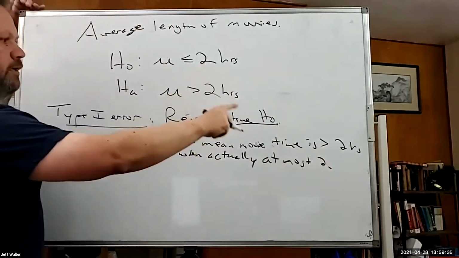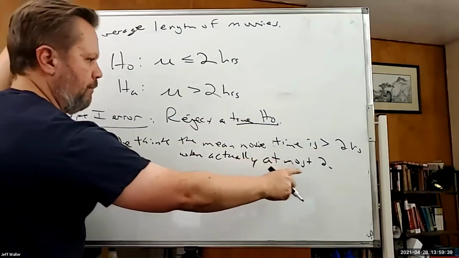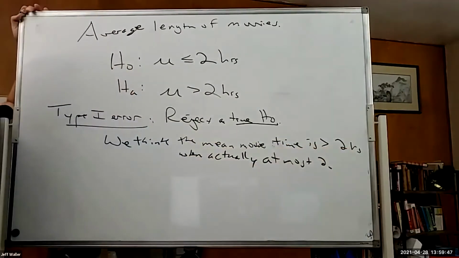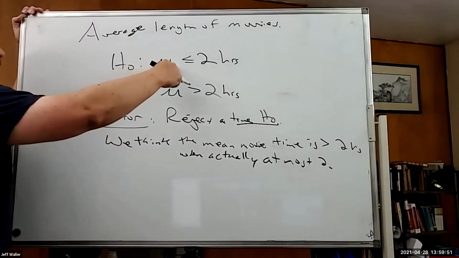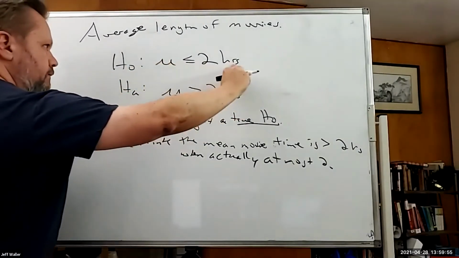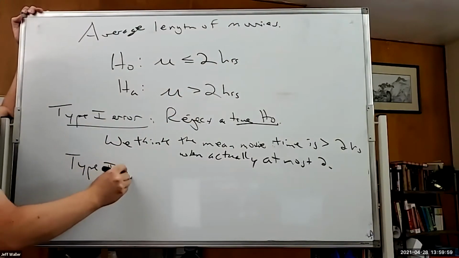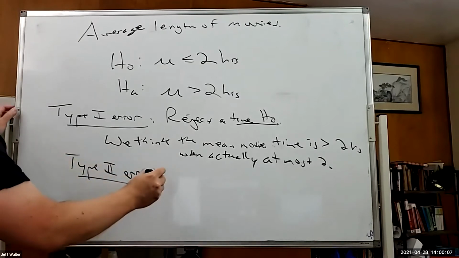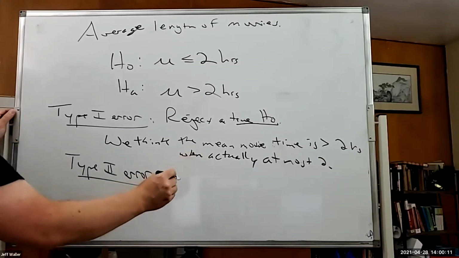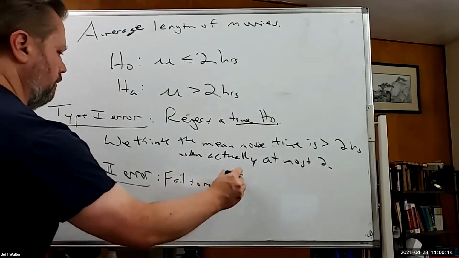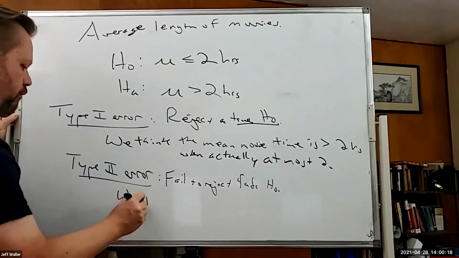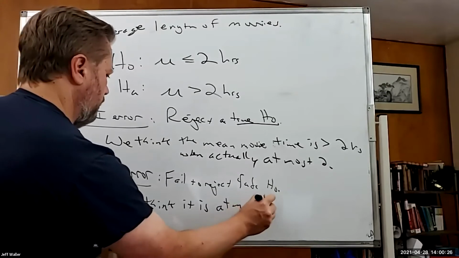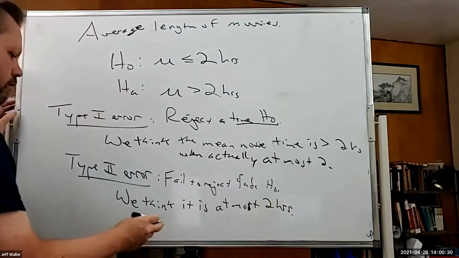So let's get this straight. So what is the null is true? Actually at most 2, because that's true. But we reject it, so we think it's greater than 2. We reject this guy, so we think this, but in reality this. What's a type 2 error? That's the longer statement. It's at most 2 hours, but... Yes, all right. So we think what now? It's at most 2 hours. Good. We think it's at most 2 hours, but in actuality it's more than 2.